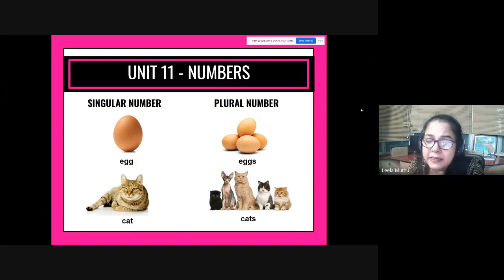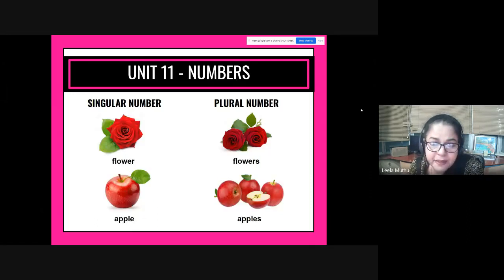If you've noticed, in the singular number these nouns end with consonants. I have just added an S to change it into the plural, but it's not the same rule. Every single noun has a specific rule which you use to change it into its plural number. In these two examples, you have just added an S to the singular number and changed it into the plural number. So you have egg, eggs, cat, cats. A flower, flowers. One flower, many flowers. One apple, many apples. Again, we've just added an S to make it into the plural number.